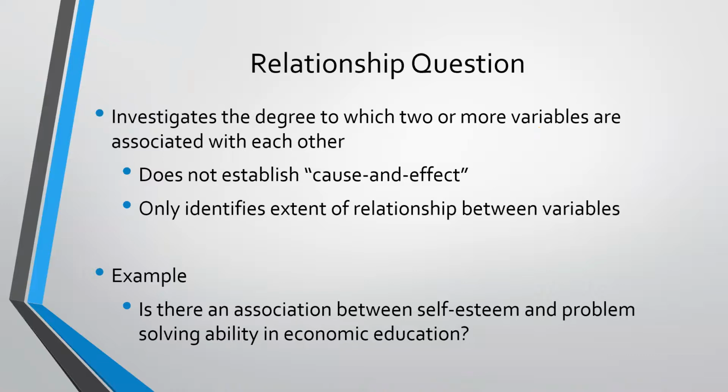In this relationship question, we establish cause and effect between variables. The focus is the concise relationship between variables that become the focus of the research. For example, in this case, is there any association between self-esteem and problem-solving ability in economic education? From this question, we can use a type of data analysis, for example correlation, regression, and path analysis.